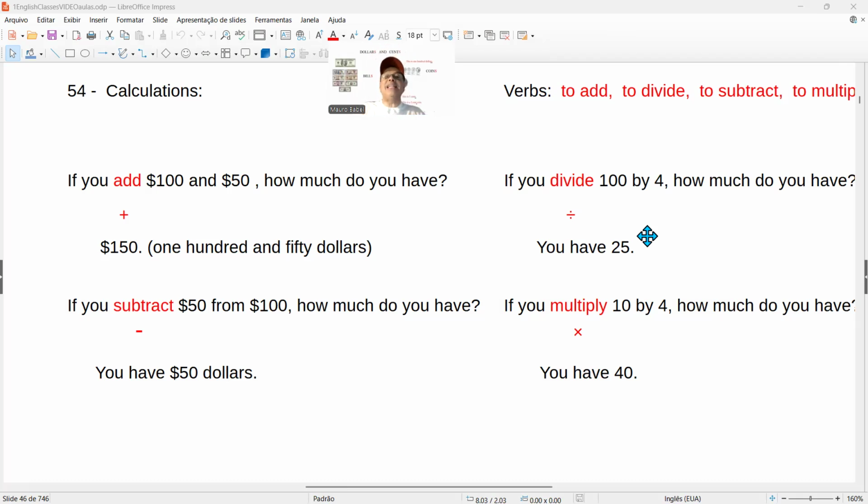If I divide with you, right? I divide with you $1 by 2. Each one of us has 50 cents, right? A metade, half of it. All right. If you divide $1,000 by 2, how much do you have?